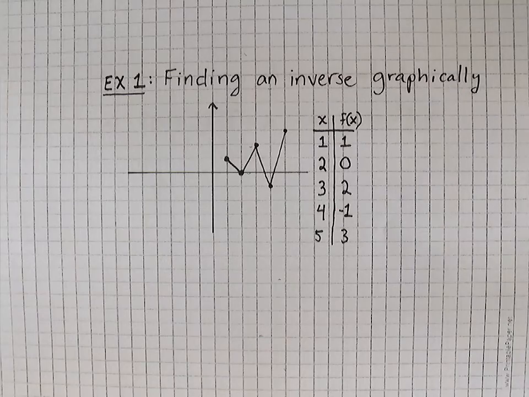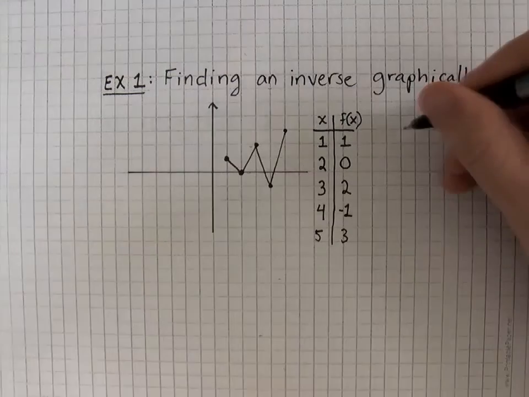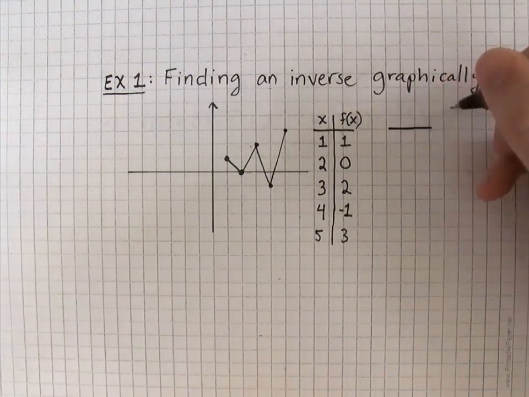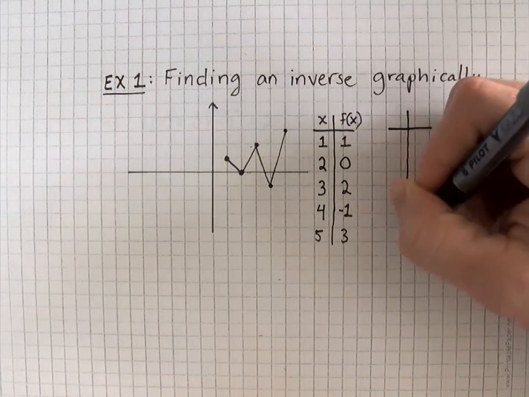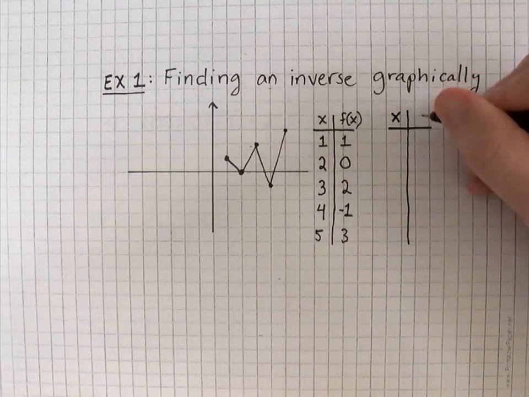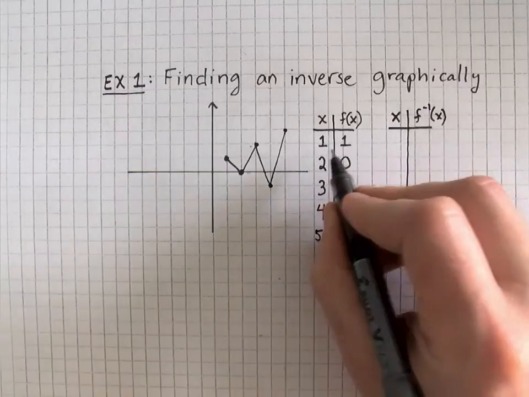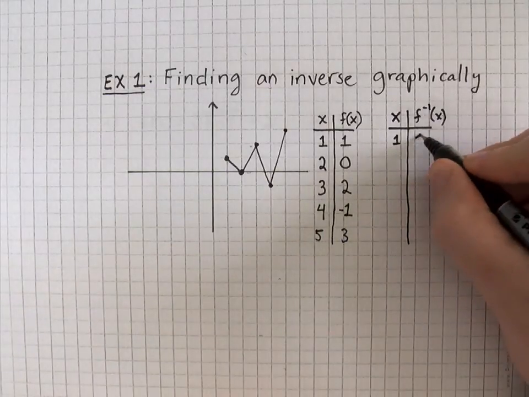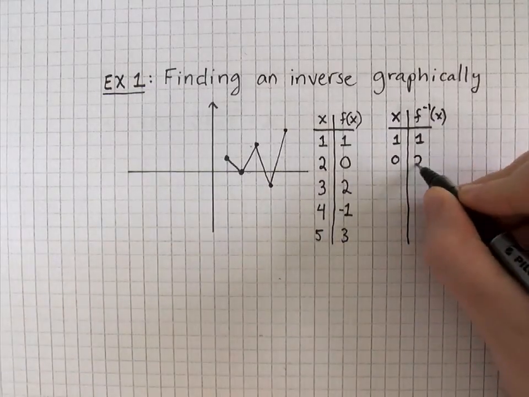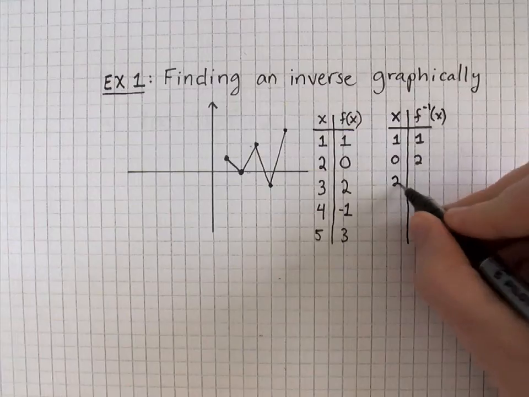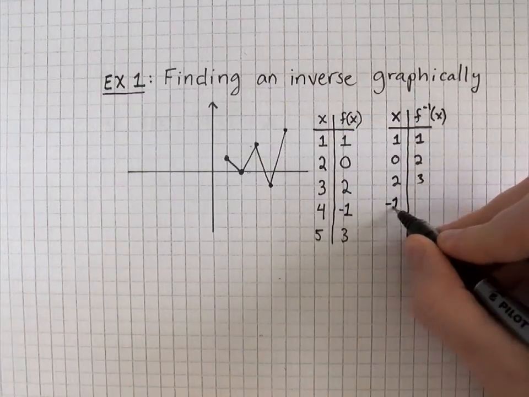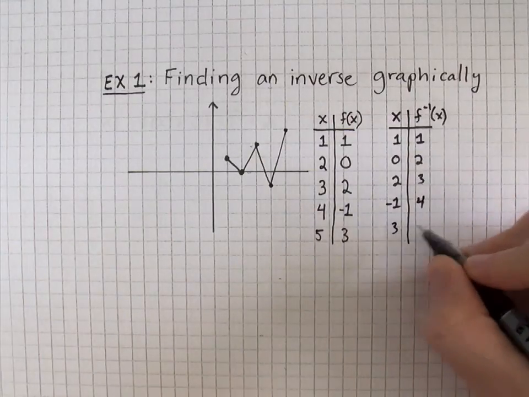Our first example. Let's find an inverse graphically. So if an inverse is simply switching the domain and the range, switching the x and the y, then I can make a table here where I switch my ordered pairs. I'll call this x and I'll call this f inverse. And if we switch 1, 1, well, we still have 1, 1. But we'll have 0, 2 instead of 2, 0. We'll have 2, 3 instead of 3, 2, and -1, 4, and 3, 5.